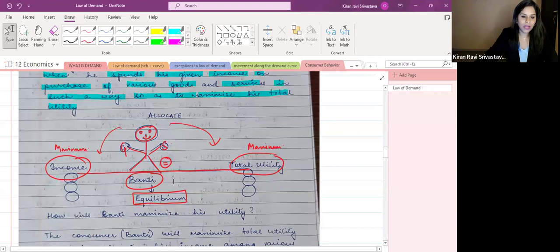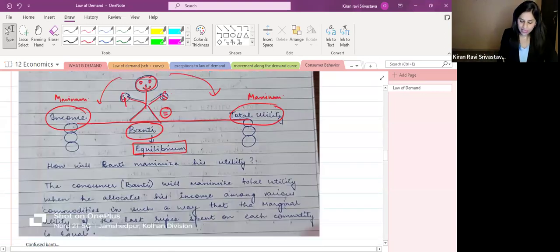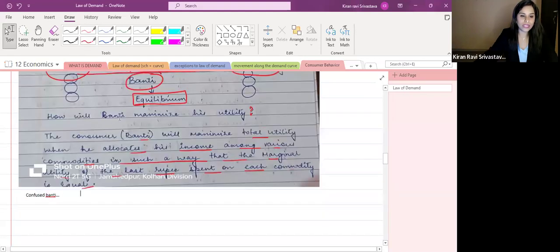Now, how will Bunty maximize his total utility? That's the next question. The consumer Bunty will maximize his total utility when he allocates his income among various commodities in such a way that the marginal utility of the last rupee spent on each commodity is equal.